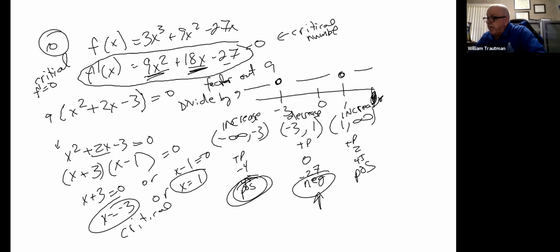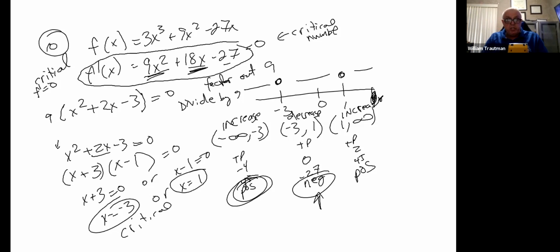So let's put that in our calculator and take a look at it. And when I say put it in our calculator, I'm talking about the original function. We want to graph the original function, not the first derivative. We want to graph that original function. See if I can plug my camera into it. There we go.